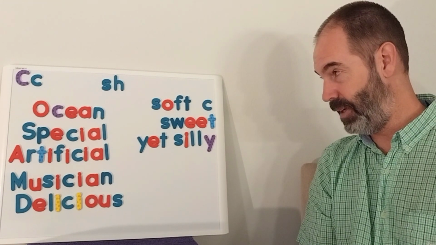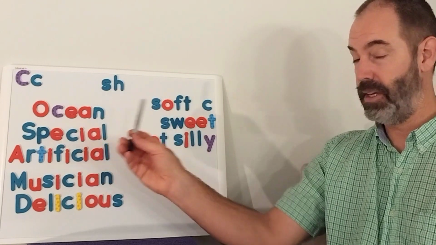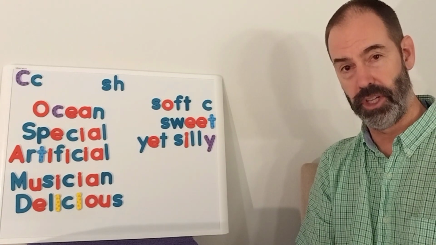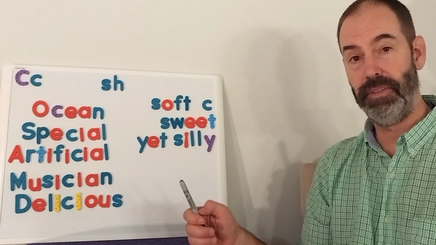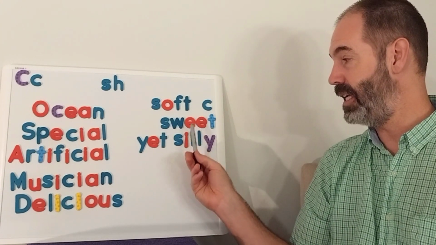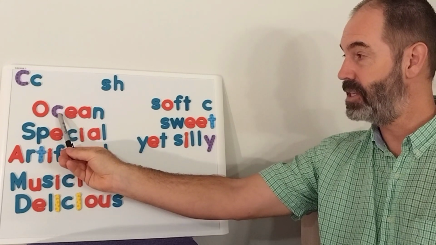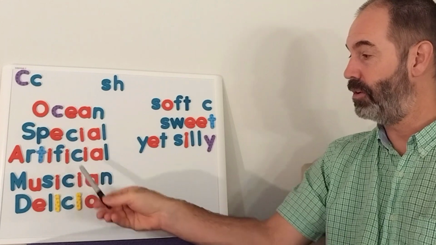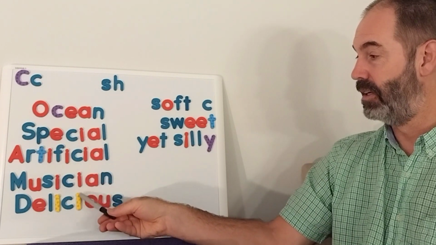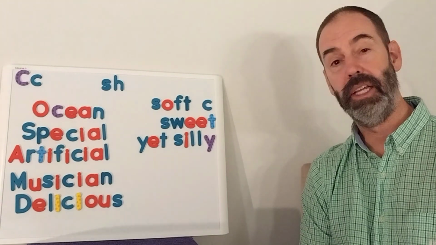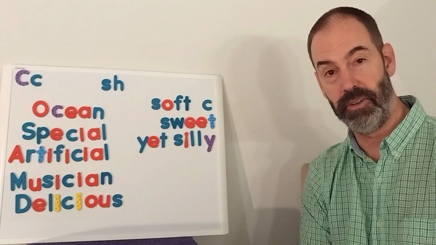Thankfully, if there's anything to be thankful for here, the C, when it makes the sh sound, is also followed by the soft C letters, E, I, and Y. You can see it here. This C is followed by an E. And the rest of these C's are all followed by I's. So sometimes the E's and the I's can make the soft C a sh sound.